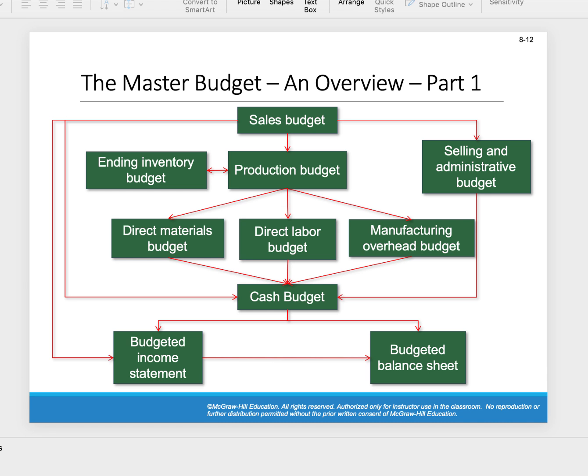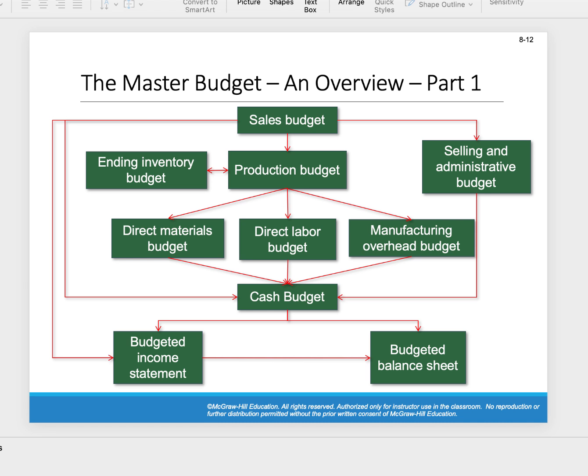The sales budget. That is the budget, or the sales schedule, we'll call it. That is the first budget that has to be done in the master budgeting process, excuse me. The reason why is sales dictate how much we're going to produce. Sales dictate how much selling and administrative expenses we plan on needing to meet this sales level.